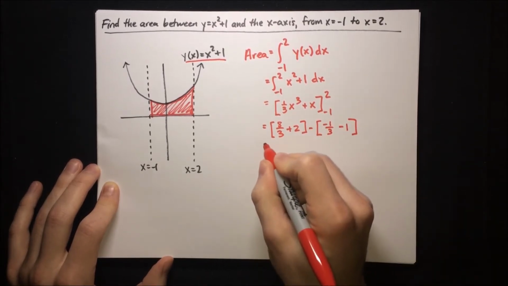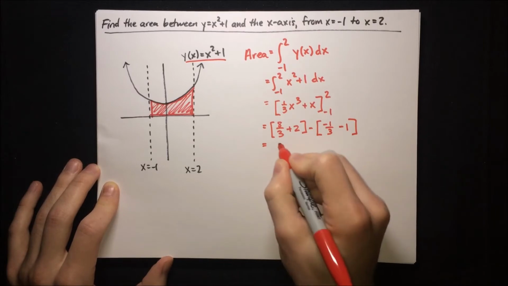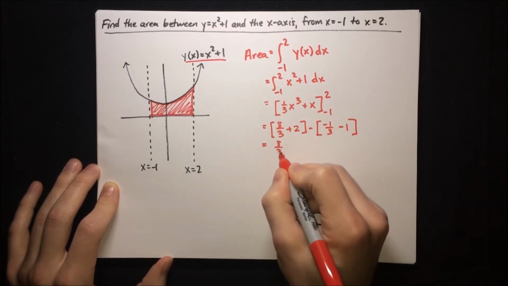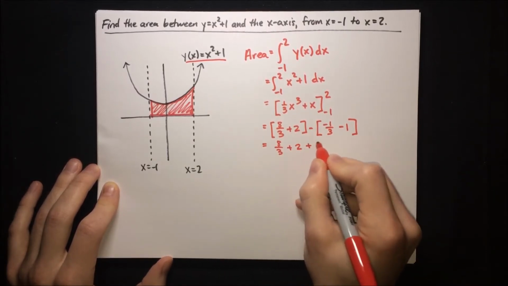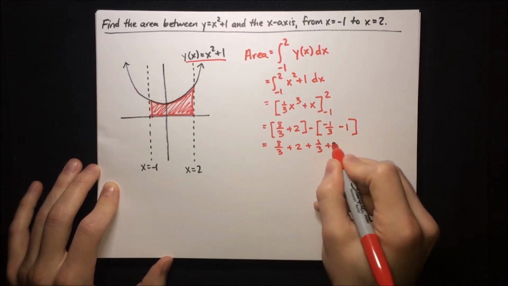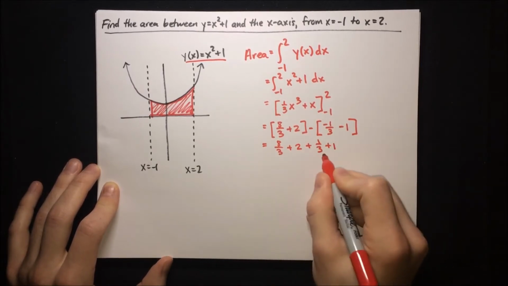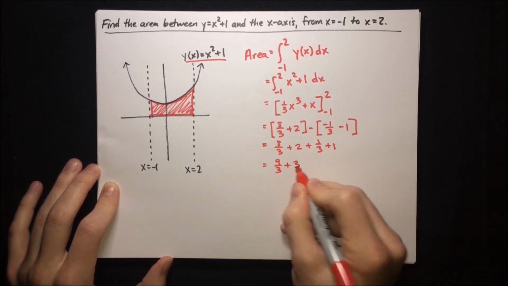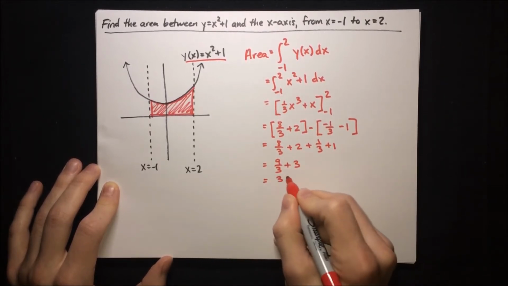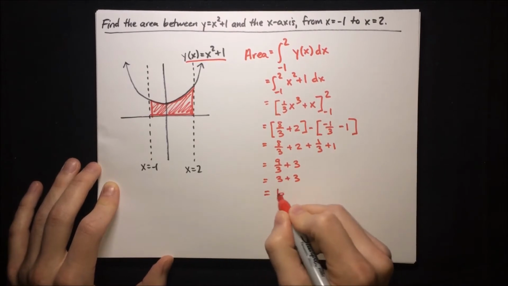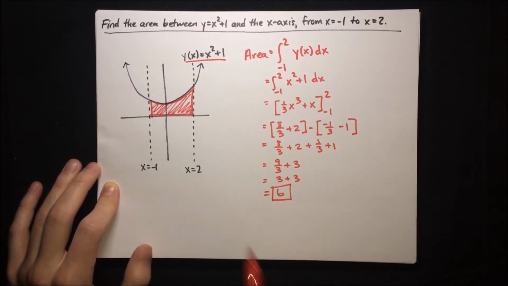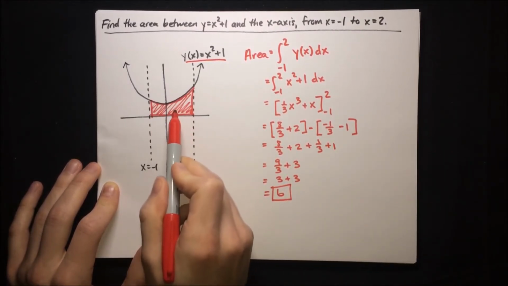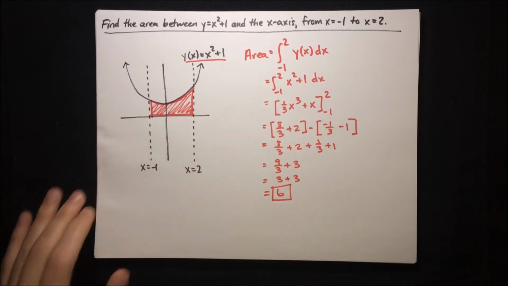And we'll go ahead and compute that. Let's just distribute the negative sign. We've got 8/3 plus 2 plus 1/3 plus 1. And 8/3 plus 1/3, that's 9/3, and then 2 plus 1 is 3. So we've got 3 plus 3, which is just 6. So this inside of the curve just has area of 6.